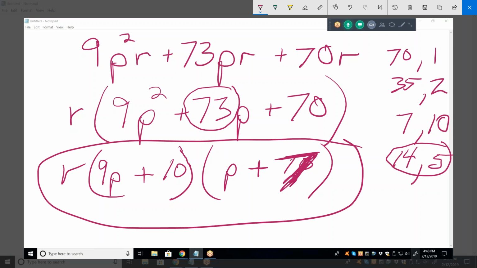But this was a good problem because it forced you to go back and try a different way of splitting up p squared. And once again, once we found that it was 9p and p, then the rest of it was the two closest. So just because this problem wasn't the two closest at all steps, that's still always a good place to start, is with the two closest.